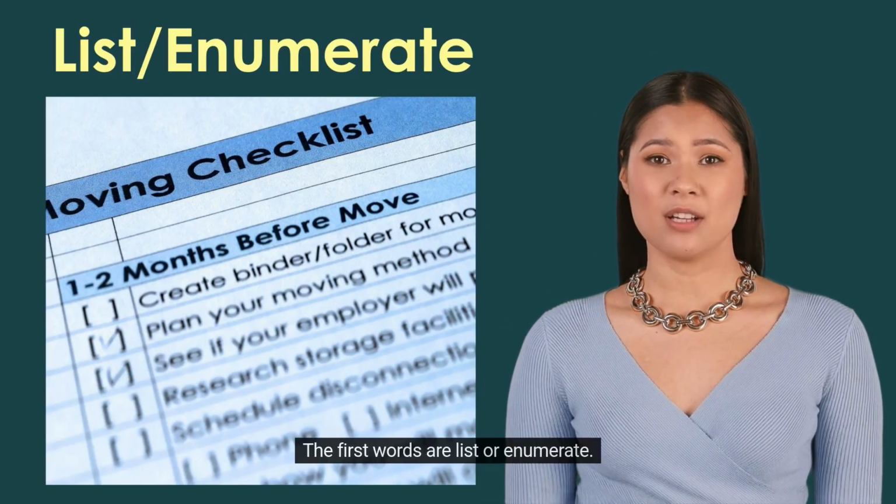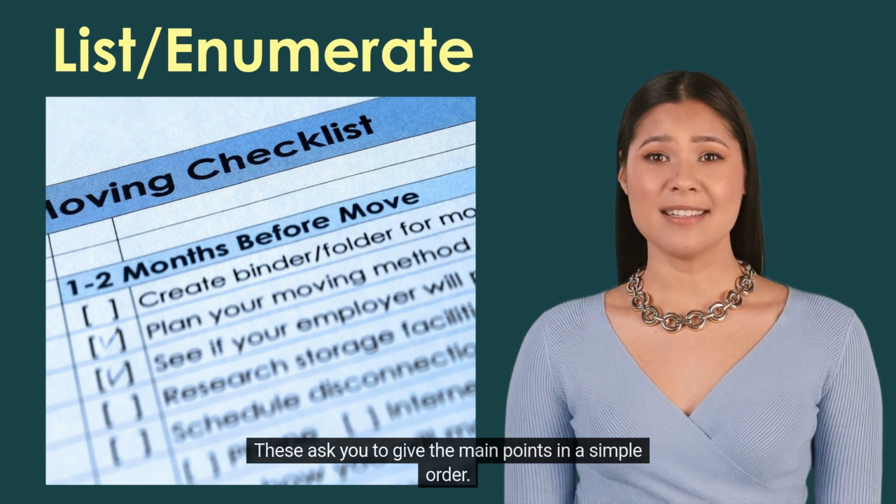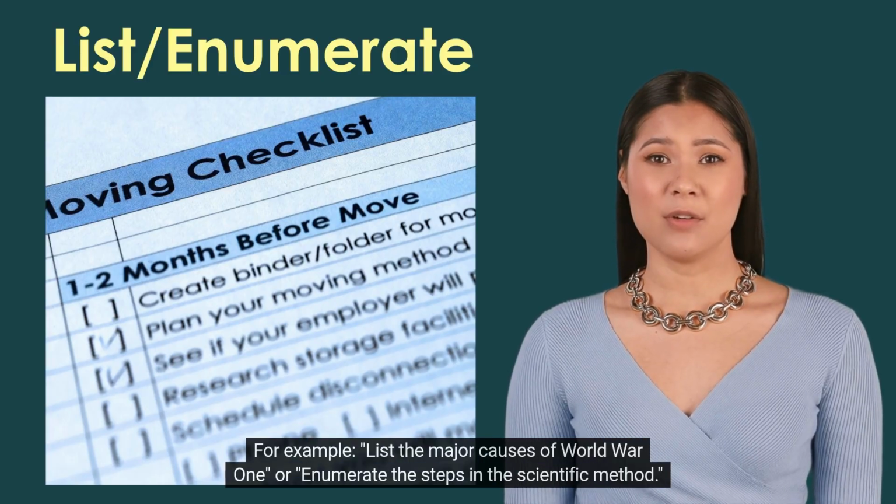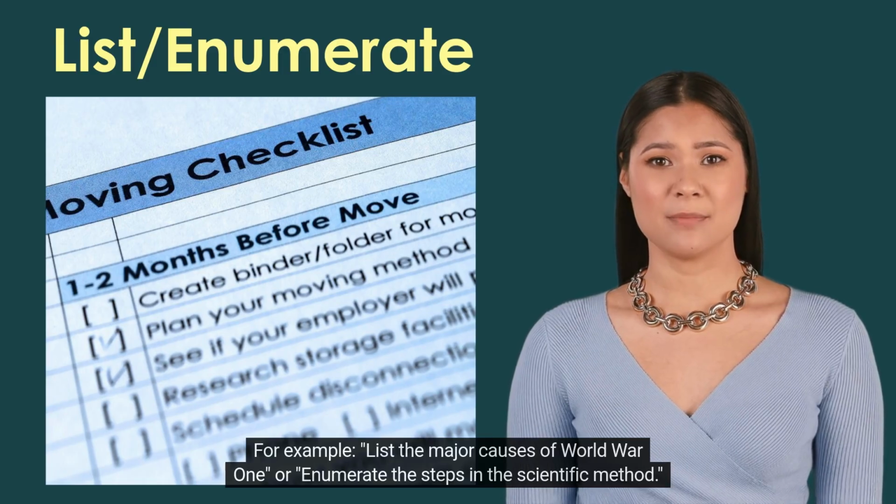The first words are list or enumerate. These ask you to give the main points in a simple order. Use short phrases or bullet points. You don't need long explanations. For example, list the major causes of World War I or enumerate the steps in the scientific method.